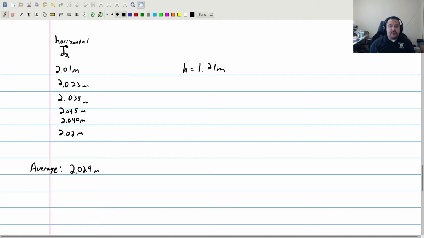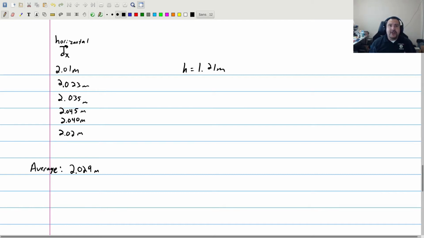So here are the measurements I've taken. I found the distance to each, the horizontal distance to each of those black dots, and they're listed on the left. I also found the height, which was 1.21 meters. And the average distance in the horizontal direction was 2.029 meters. So the first thing I'm going to do is I'm going to calculate the time it takes for the ball to drop to the ground.